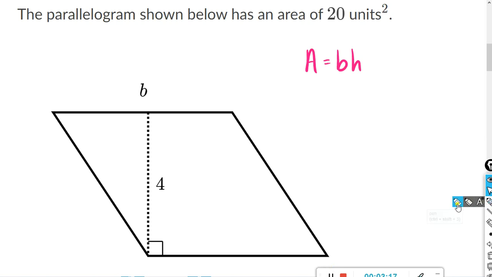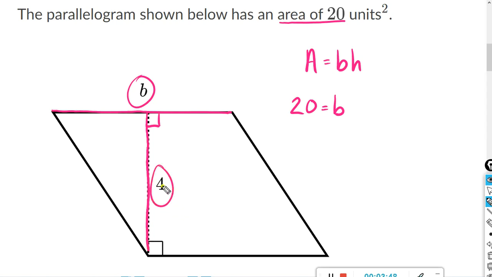All right, same formula. The area is given as 20, so in place of A, I'm going to write 20. The base B is one of the sides. They only gave us this one side, but actually it's a variable, so it's just B. All right, this side length here is B. And the height H has to be perpendicular. If it makes a right angle here, it makes a right angle here. So this right here is the height. In place of H, I'm going to write 4.